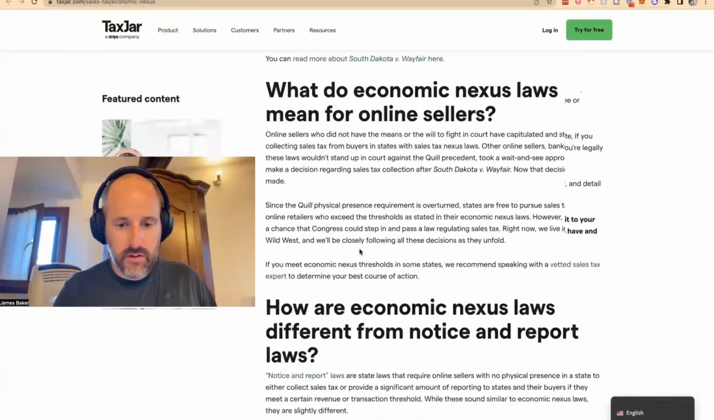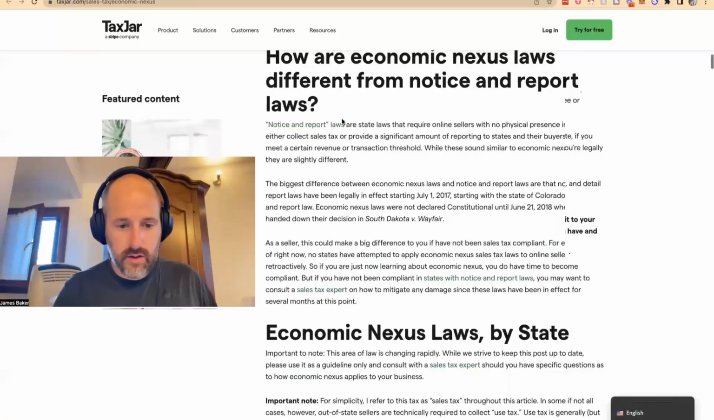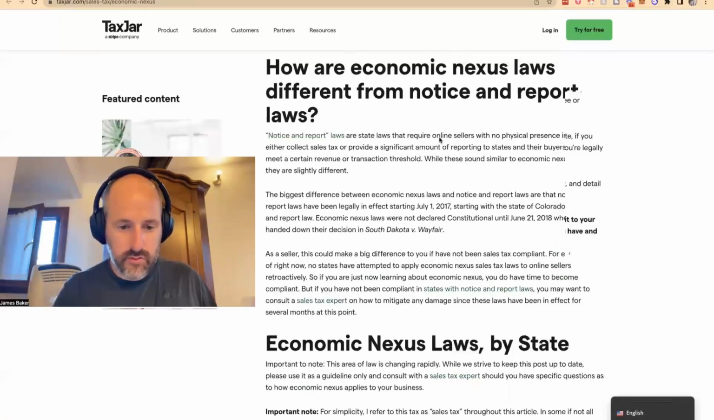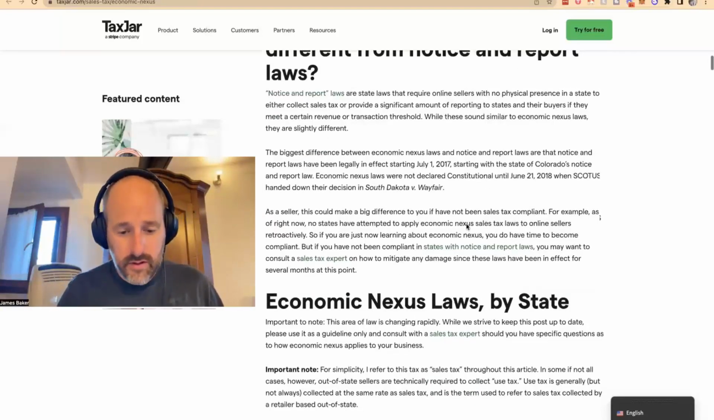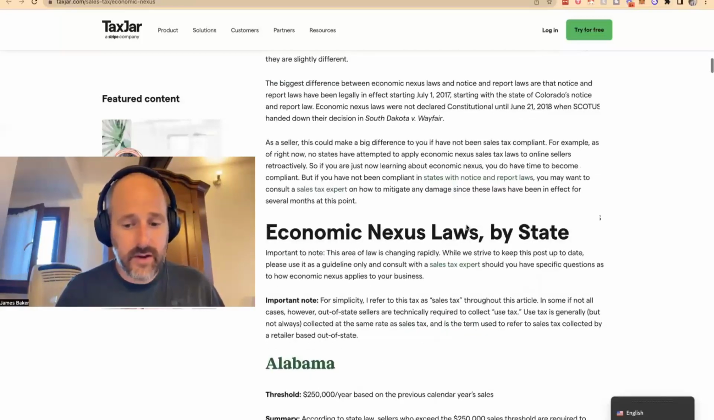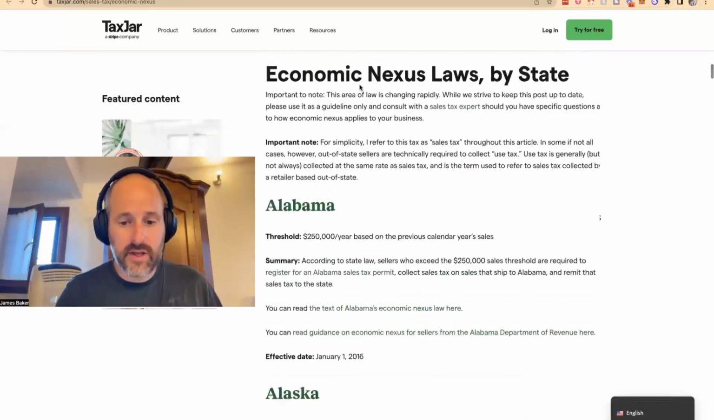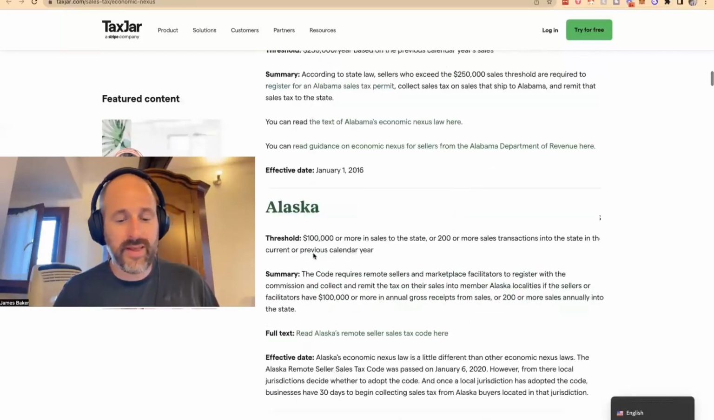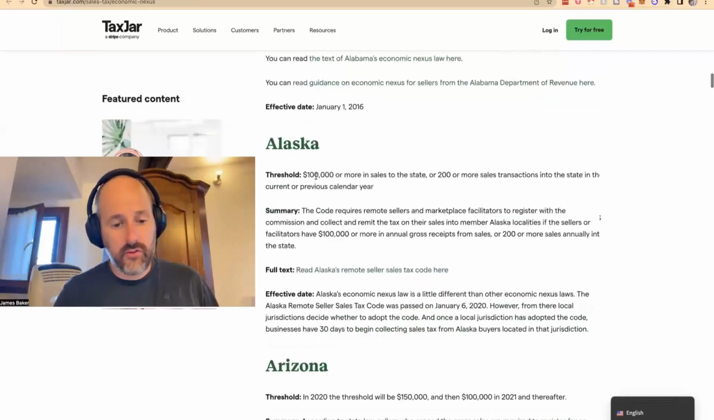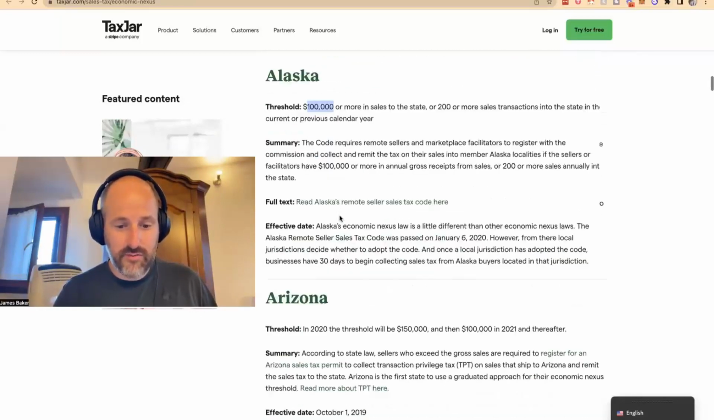Are they legal? What do they mean for online sellers? Yeah, notice and report laws. I'm not an expert in this, there's 50 states, but I know enough about it to talk about it pretty confidently. But again, there's 50 states, and I don't know every one. Look, the economic nexus laws by state are based on calendar year sales. These are all great links, and that's why I say go to TaxJar. If you sell $100,000 of stuff into the state, that's great. Good for you.